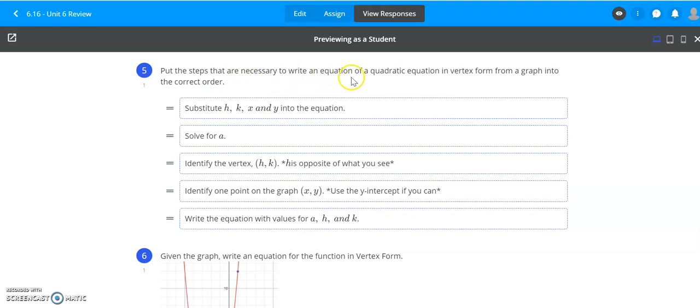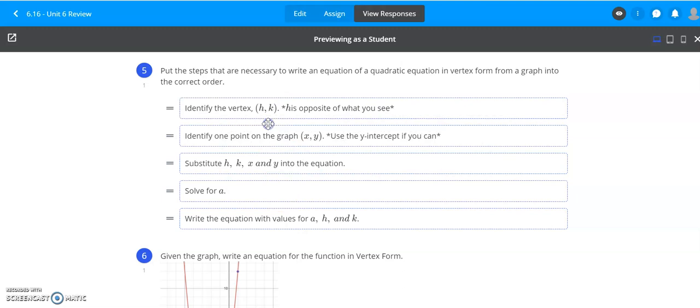So we have a generic equation set up. We need to substitute at some point the a, h, k, x, and y into the equation. We don't know those yet. Once we find them, identify the vertex, identify one point. So we have h and k, x and y. Then we substitute those values into the equation. We then solve for a, and then we finally write the equation with values for a, h, and k. So that was a little challenging. And technically, these top two could go really either way.